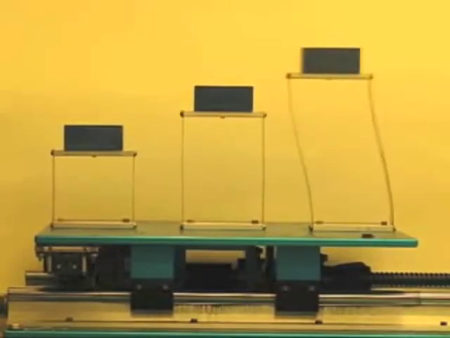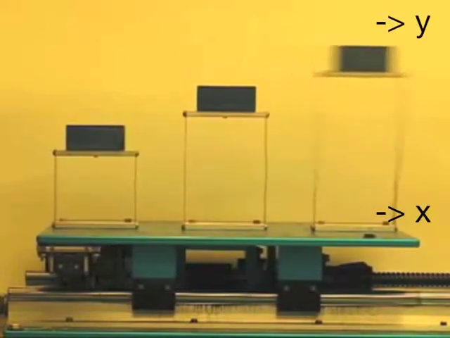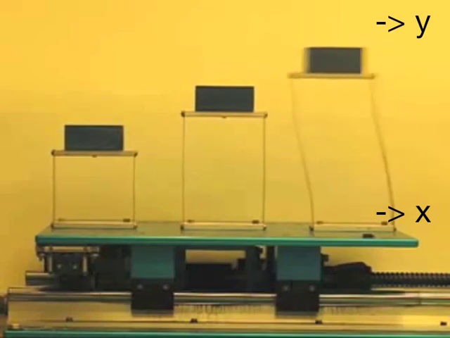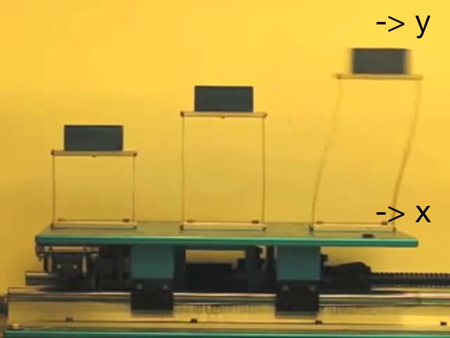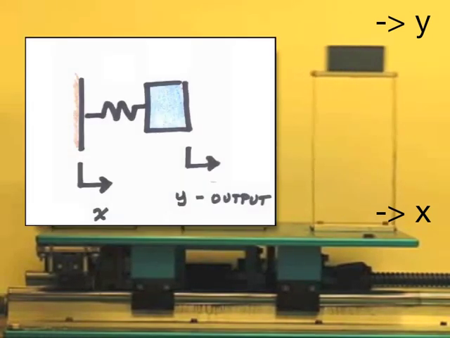Here we see an experiment with an input displacement. The input displacement is in the base plate, which we label x, and then the mass on the end of the cantilever beams, displacement there is y. And our simple mechanical model of this system is as shown in the box.